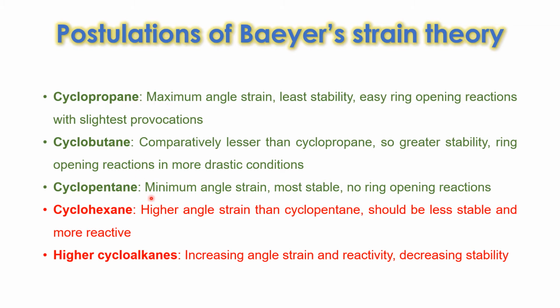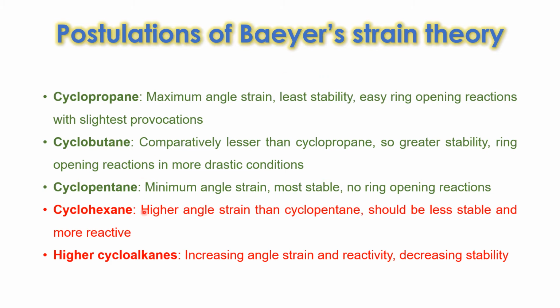In cyclopentane, we saw there is only 1 degree deviation. So angle strain is minimum, so it is more stable amongst the ones which were there in the table, and it will not undergo ring opening reaction. Till this point, that is cyclopropane, cyclobutane, cyclopentane, all the postulations which Baeyer made based upon his angle strain theory are true.